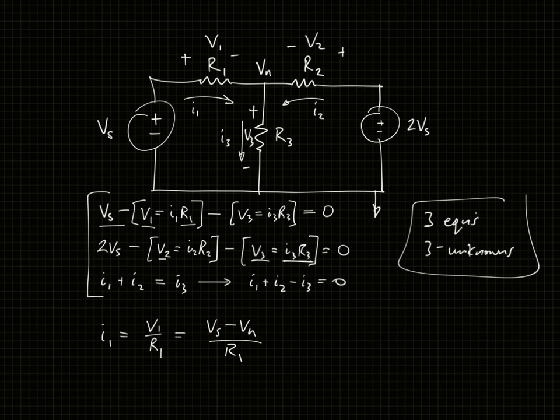But what is Vn? So looking up here, Vn is the voltage from here to ground, which also happens to be V3, because V3 is the voltage across this resistor, and this resistor is from here to ground.